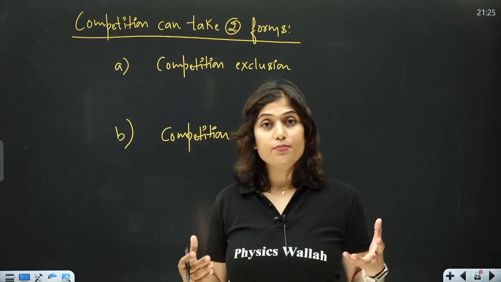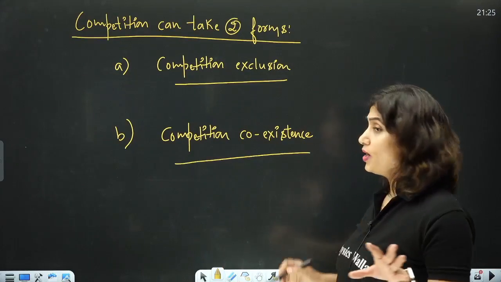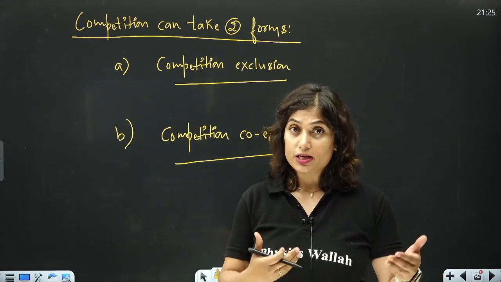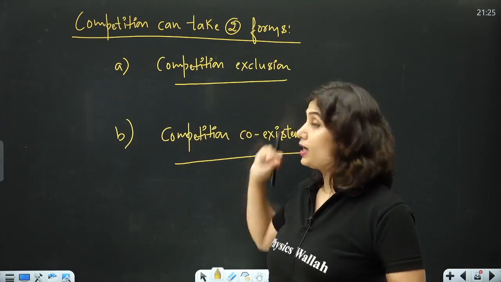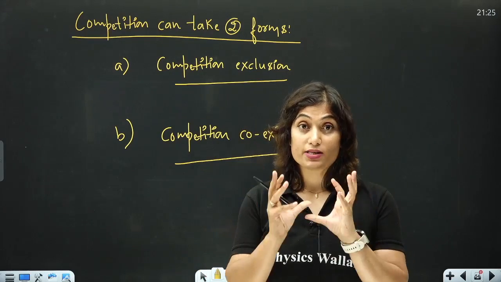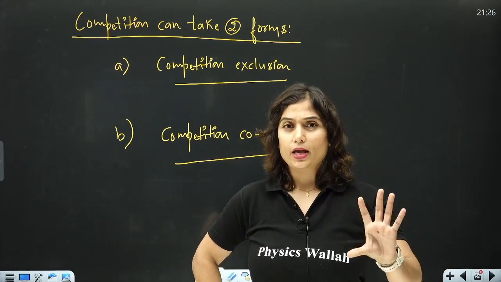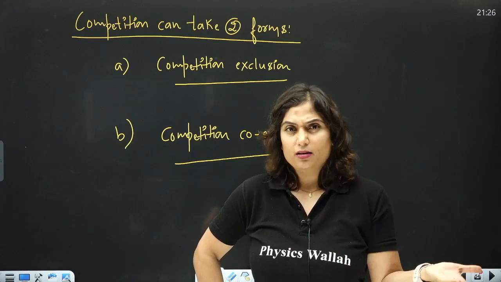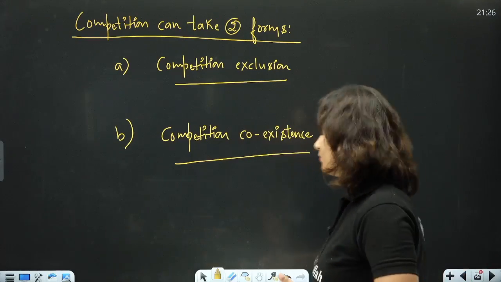Now competition can be seen in two forms: competition exclusion and competition coexistence. Sometimes during competition, a superior species removes the inferior species from the area. This is called competition exclusion. But sometimes when the competition is there between species, they come to an agreement: okay, let's not fight, let's divide the resources between us and live happily. This is competition coexistence. So let's discuss both of them one by one.